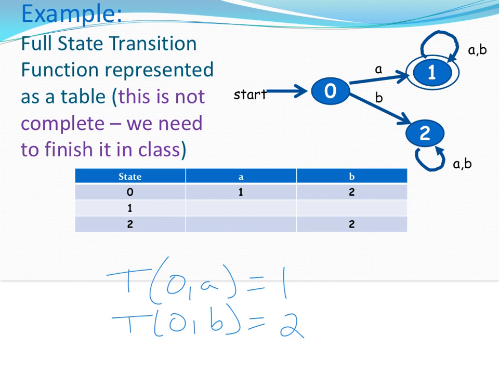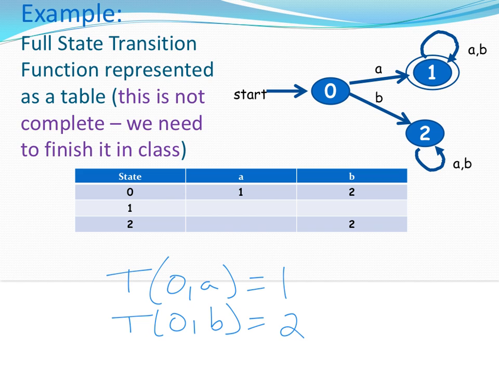So like we said, if we are at state 0 and we see an A, we end up at state 1. So that's what this number represents, right? We're at state 0, we see an A, we get 1. We're at state 0, we see a B, we get 2.